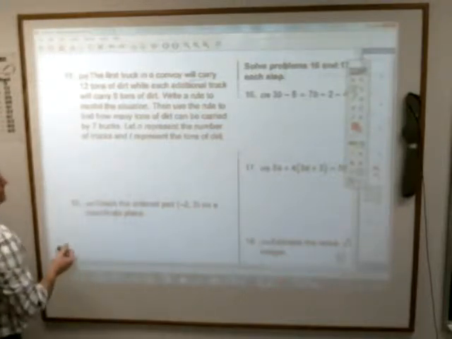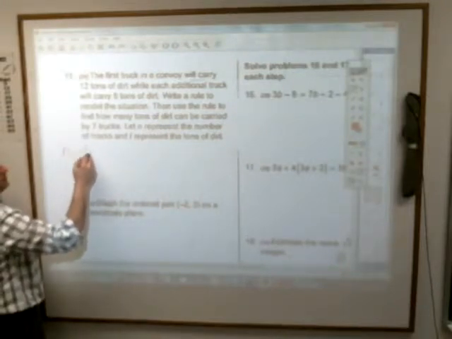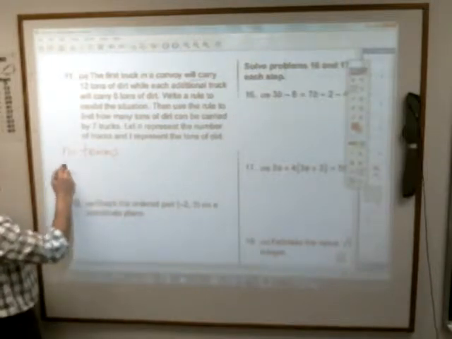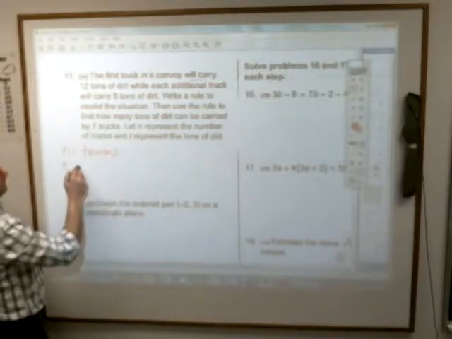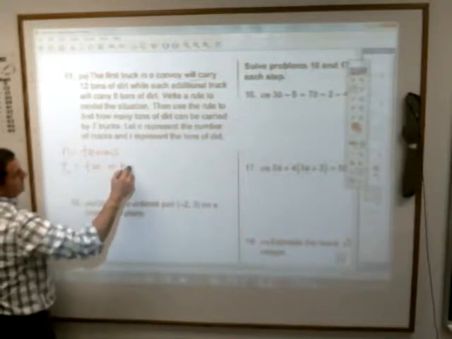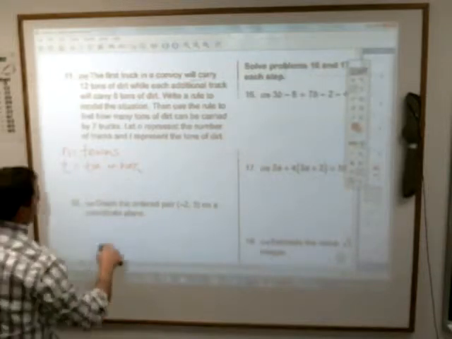So here's what I would write down. First of all, I'm going to make sure my n is the number of trucks, and my t is tons of dirt. And then this is actually an addition sequence pattern thing. All right, and I would do this.